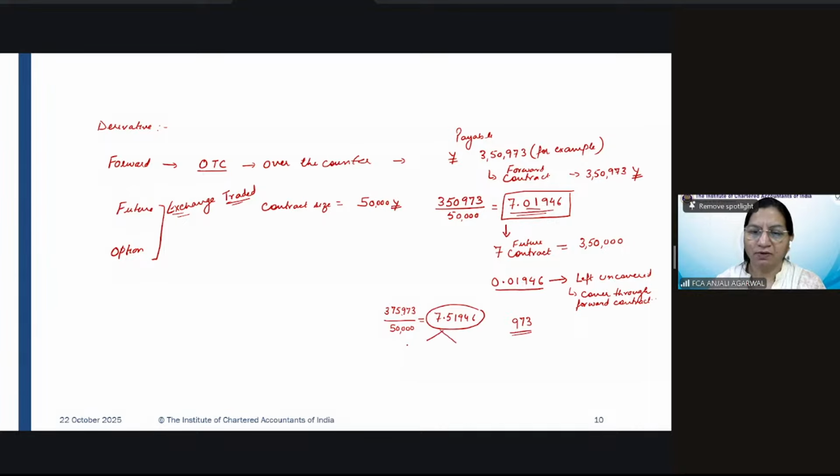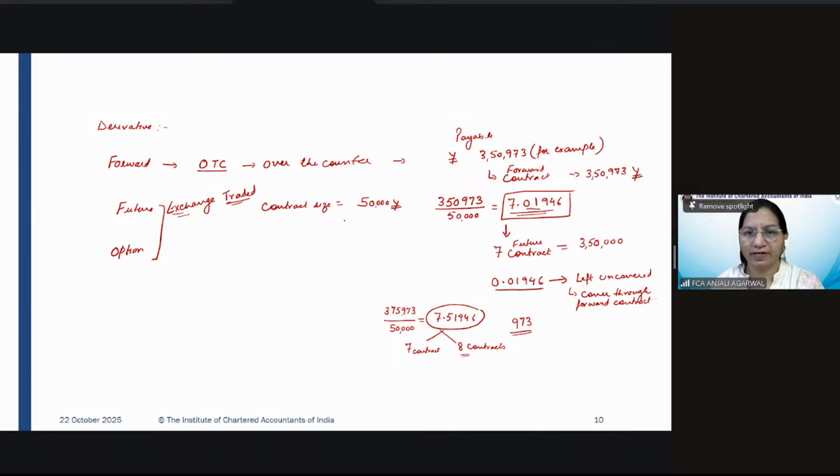Either you can go for 7 contracts, or you could have also gone for 8 contracts. So you have overcovered here, and if it is 7 contracts, you have left yourself uncovered for 25,973 yen. Now, 25,973 is a big amount of yen payables. So you can either cover through forward for the remaining, or you can still decide to leave it unhedged, or you can cover using 8 future contracts, not 7. Right?